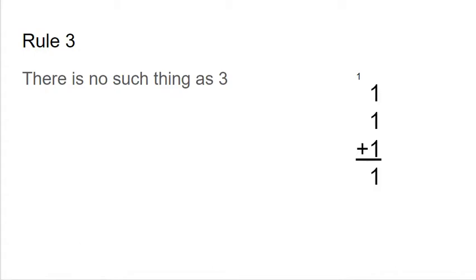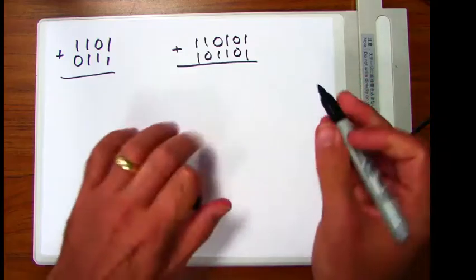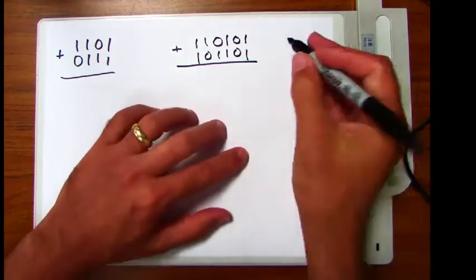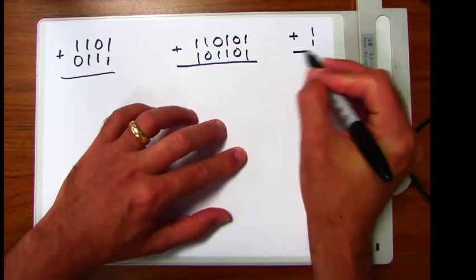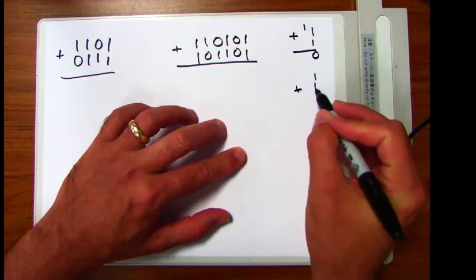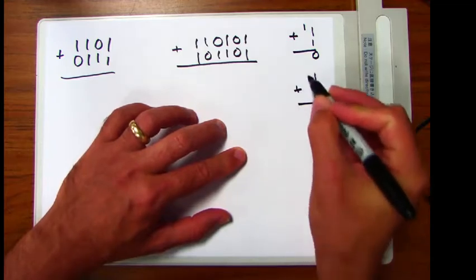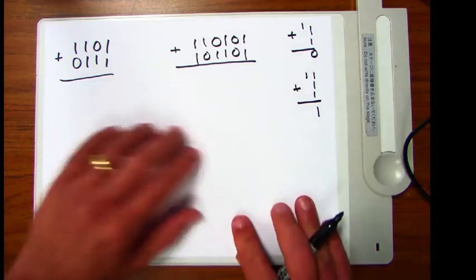So let's pop over to the Elmo here and I'll do an example on paper. Before I start, let me write down my rules. So we said that 1 plus 1 was 0, carry the 1. And if we add 1, 1, and 1, that's a 1, carry the 1. So those are our two rules.